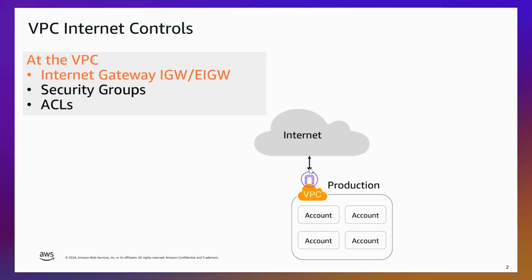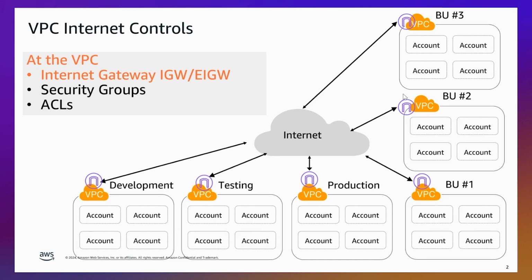The flip side of this is, as a central network and security admin, one of my critical responsibilities is to ensure that there's no unintended internet access in the VPCs. And we have some controls already, like security groups and NACLs. But many of our customers have hundreds and thousands of VPCs in many different environments, like dev, test, production, or accounts and VPCs for different BUs.